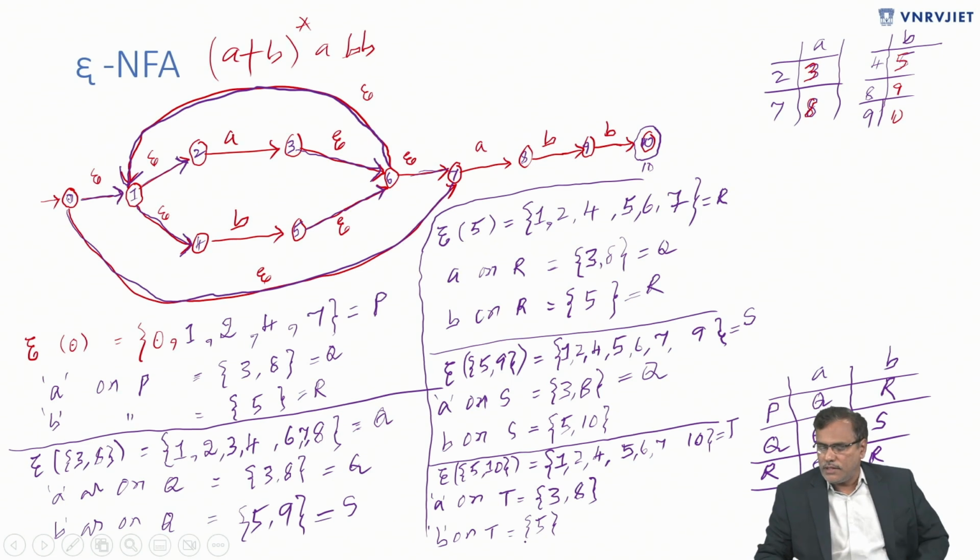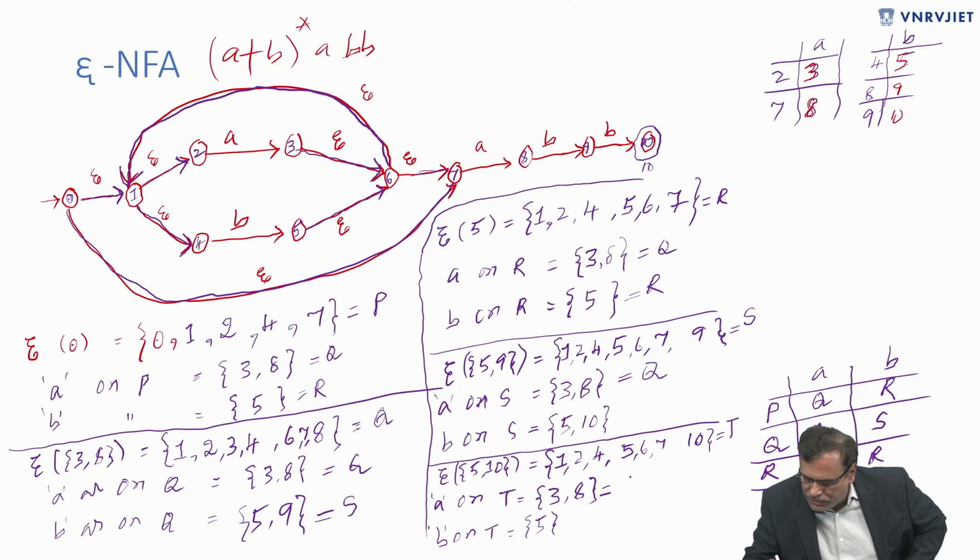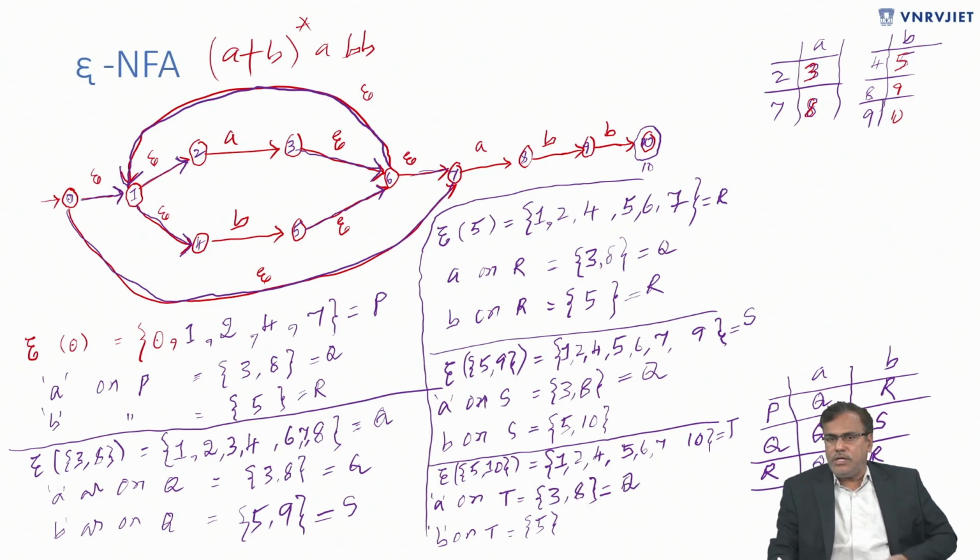That's all. Already you have found epsilon closure of 3, 8. For that you have given the name Q. So it becomes Q. Just now you have found epsilon closure of 5, 10. For that you have given the name T. Therefore, B as input on S becomes T.